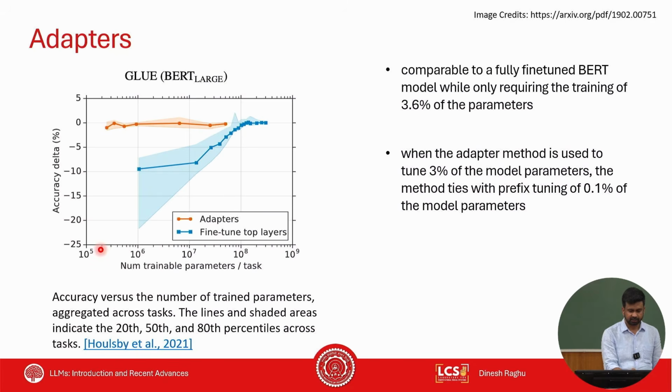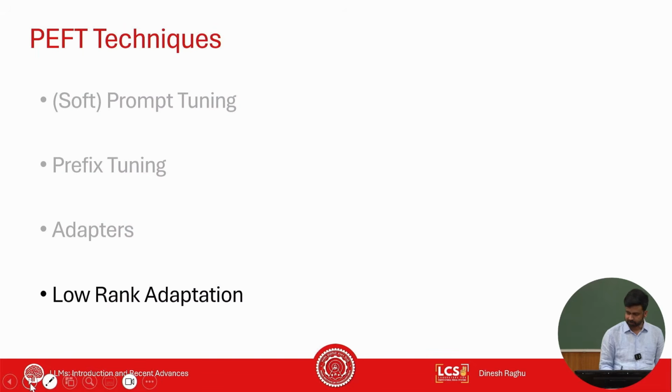And here again the x-axis indicates the number of trainable parameters. The good part here is that with only 3.6% of parameters, it is able to achieve as good performance as full fine-tuning, right? Because full fine-tuning is here, it achieves that performance very early on. Again, comparing this with, let's say, prefix tuning. Prefix tuning came much later, but what adapters can achieve with just 3%, prefix tuning was able to achieve with just 0.1% of the parameters, right? So if you have a choice between adapters and prefix tuning, you should most likely prefer prefix tuning, right?